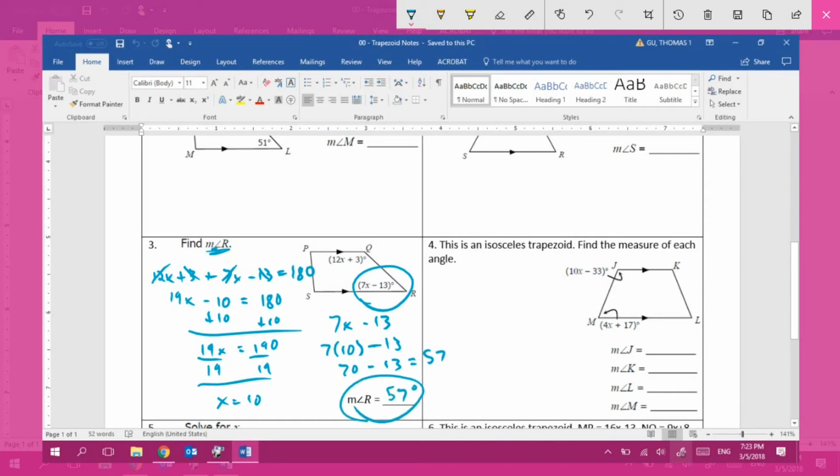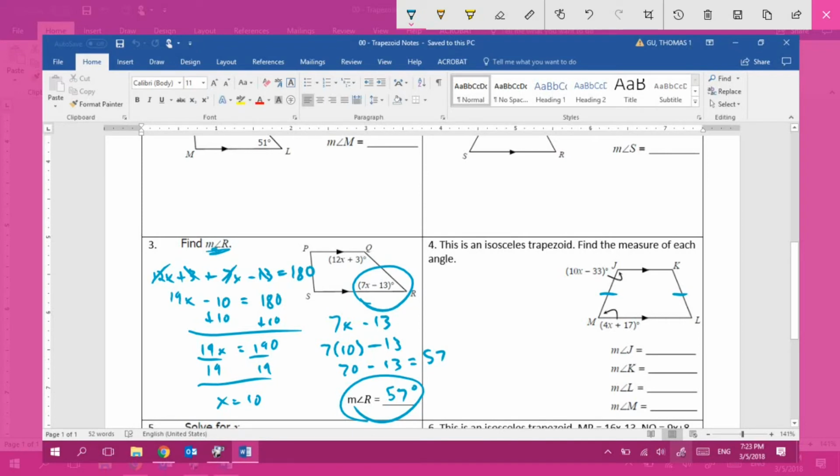Number 4. Look at that, they told me some information. This is an isosceles trapezoid. That means this side is congruent to this side over here, JM congruent to KL. Find the measure of every single angle. First of all, I'm going to have to find x.